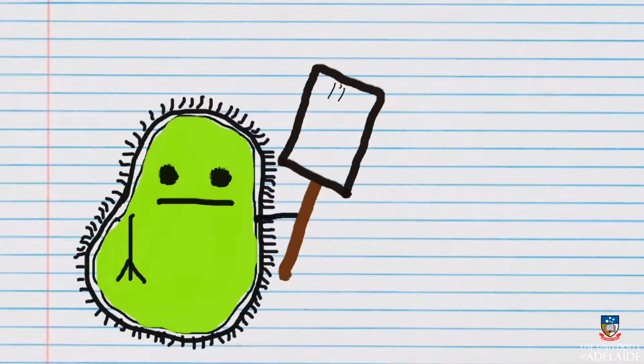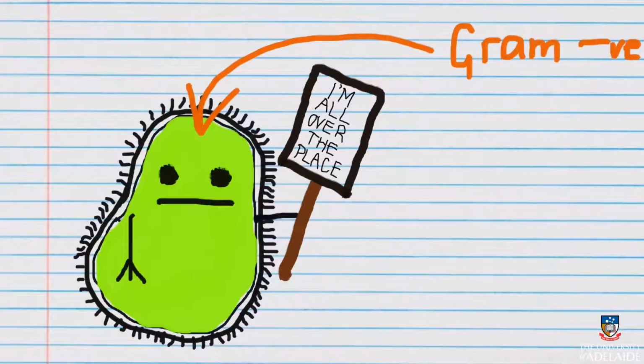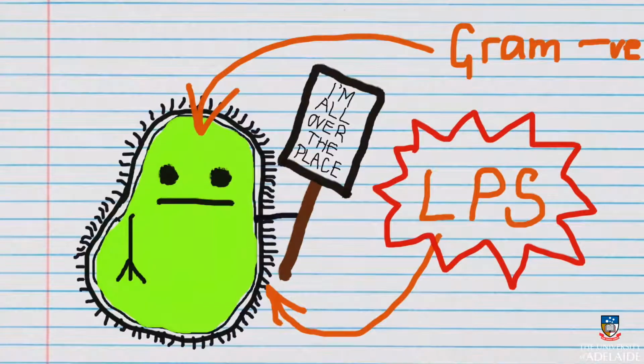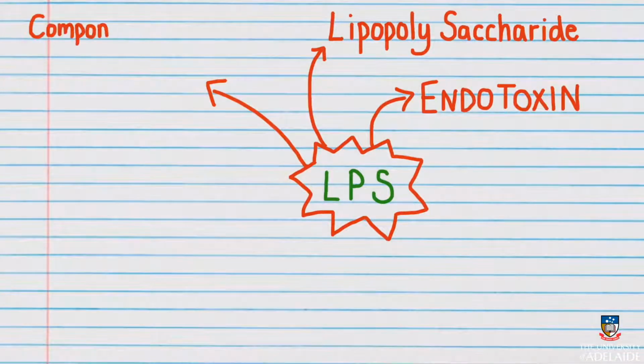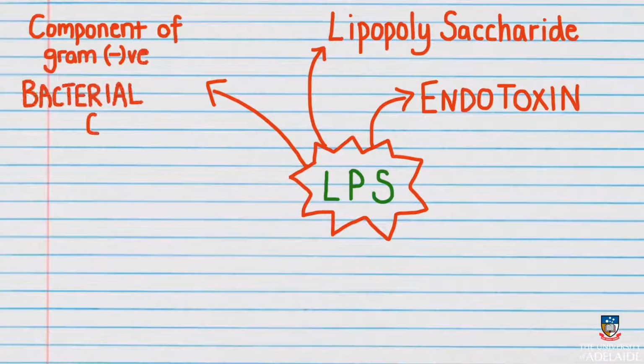This is a gram-negative bacteria. In gingivitis, it is an aerobic bacteria called Streptococcus mutans, and its outer structure is covered in lipopolysaccharides, also known as LPS. LPS, also known as lipopolysaccharide, is also an endotoxin. LPS is a component of the gram-negative bacteria cell wall. In gingivitis, these bacteria are called strep mutans.